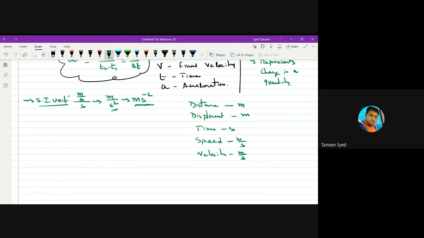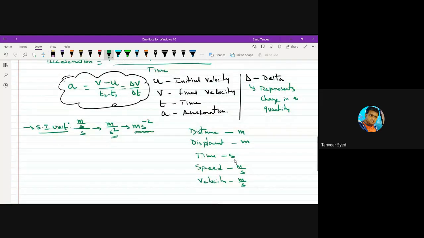Because you will confuse it with meter per second. When we come to solving questions, you will interchange the units. You will say speed is meter per second square, or you will say acceleration is meter per second. Don't let that happen. Have this clarity. Speed, velocity are measured in meter per second. Acceleration is measured in meter per second square. And this acceleration is a vector quantity.